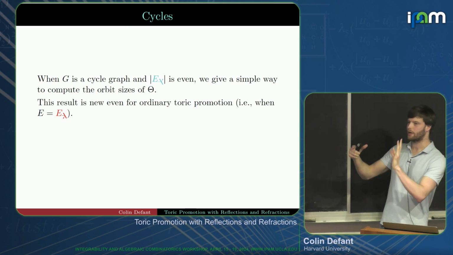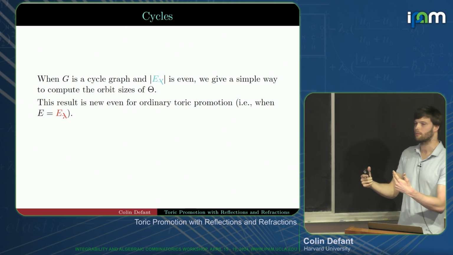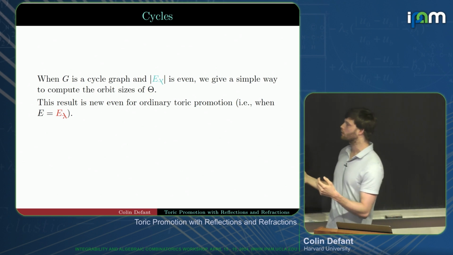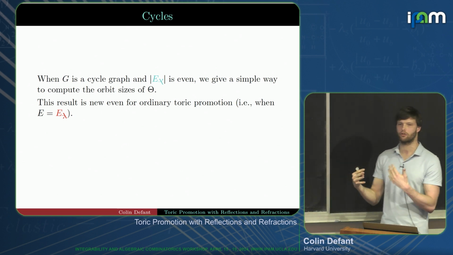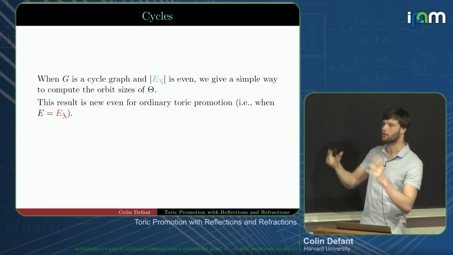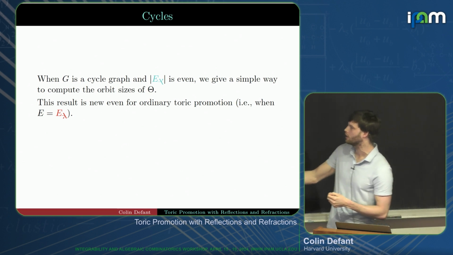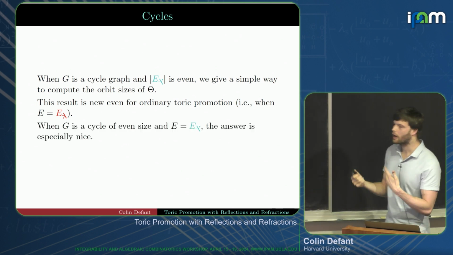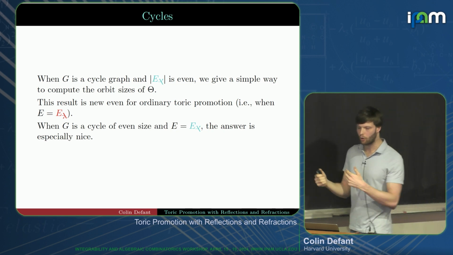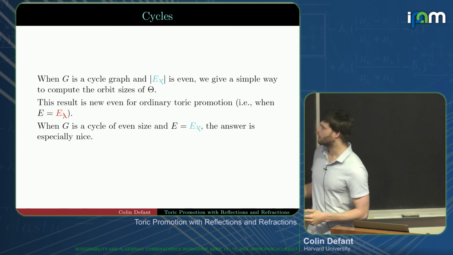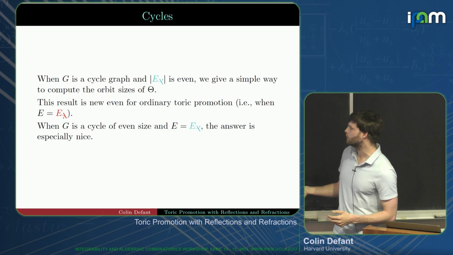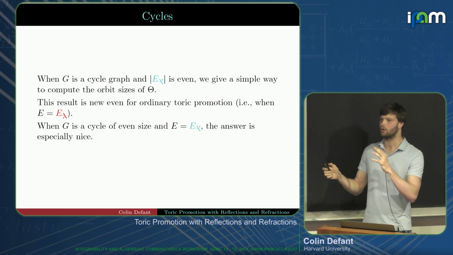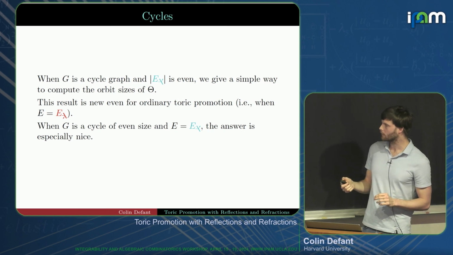In this case, this map that I've defined, this dynamical system, is really the same thing as something that I defined a few years ago called toric promotion. And we didn't previously understand the orbit structure of toric promotion for a cycle graph. So this is new even in the case of just toric promotion where there are no refractions. And then the other really nice case is when there are only refraction edges. Here I'm going to assume G is a cycle graph with even size, and it has only refraction edges. And for the last few minutes, I'll tell you the answer in this case.